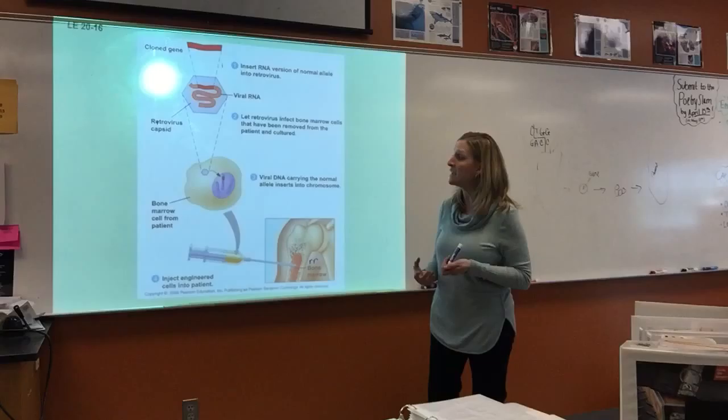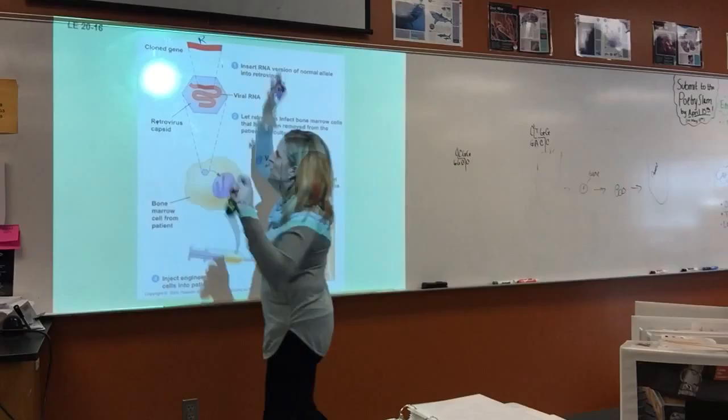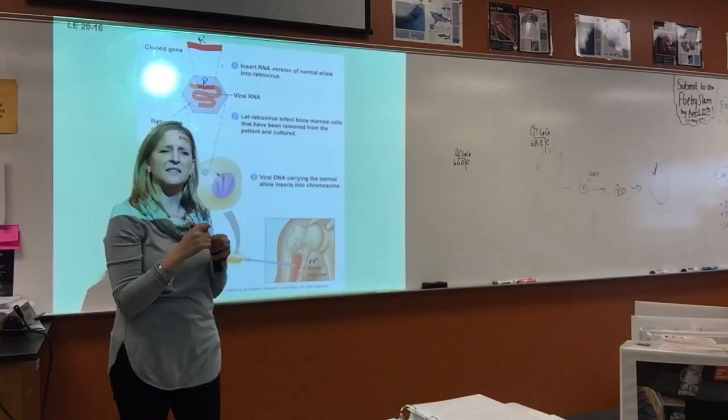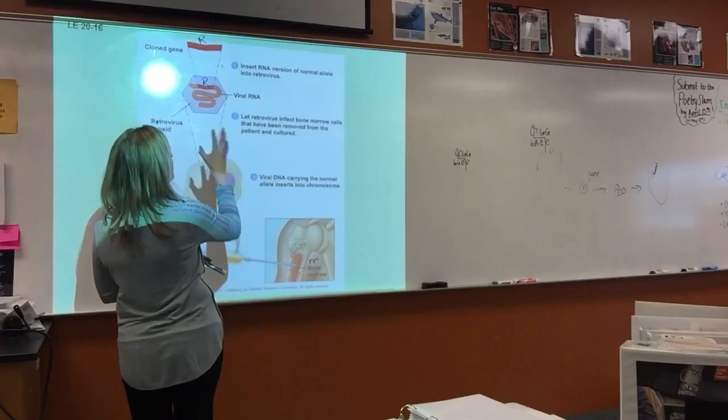So let's say this is the RNA for the big R gene. What they do is use a retrovirus, take some of the viral RNA, and put this big R gene into the viral RNA. They get rid of the part that would make you sick. They don't let the virus infect you and give you some kind of disease. But they use what retroviruses do: they infect the cell.